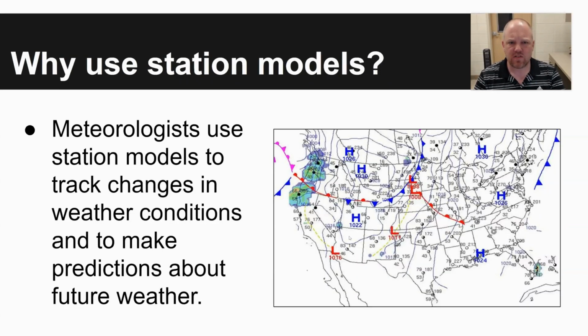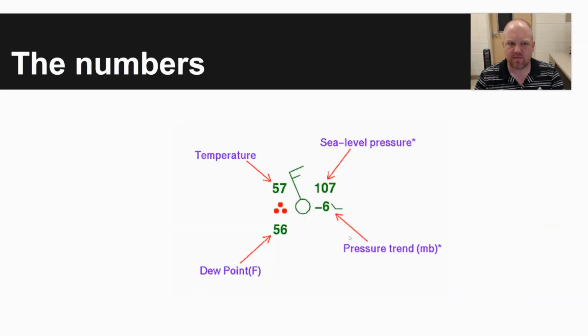So, why use station models for weather? Meteorologists use station models to track changes in weather conditions and make predictions about future weather. If there's some warm front or cold front coming into a particular area, you could figure that out without using computer models, just by looking at different stations and what the weather conditions are.